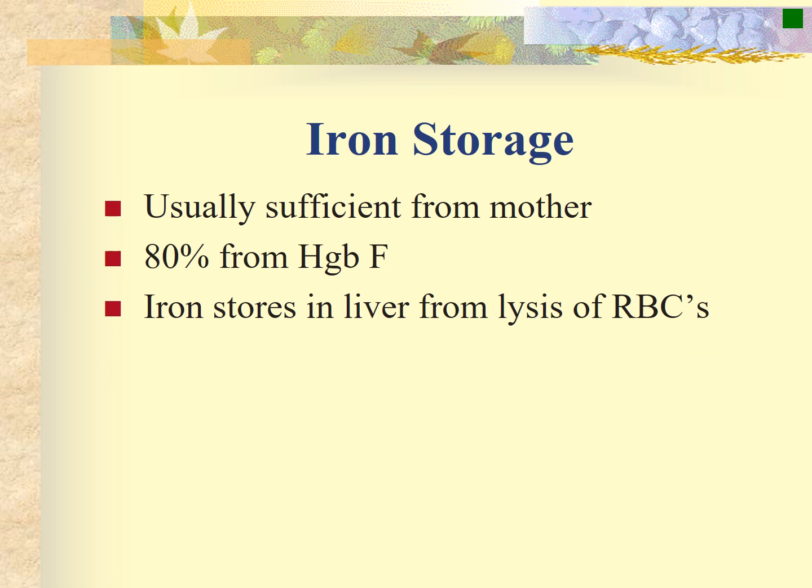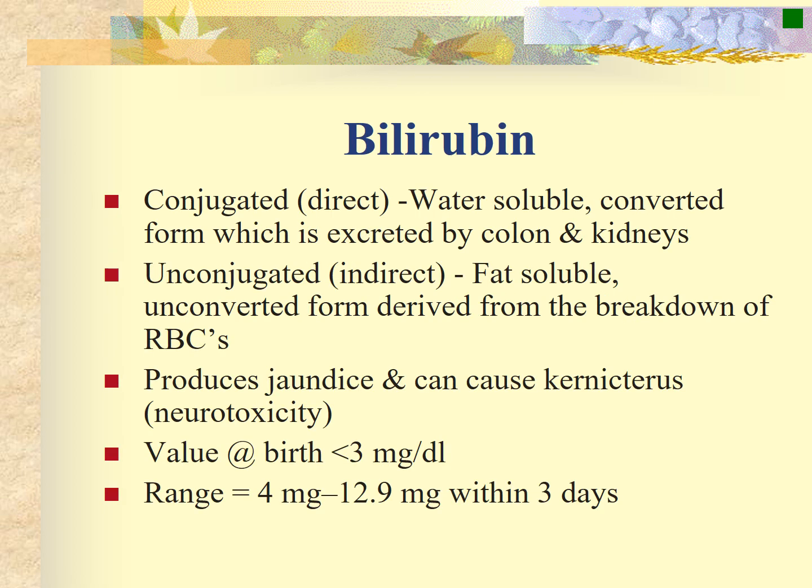Their iron storage is usually sufficient from the mother. 80% of their hemoglobin is hemoglobin F, which is the fetal hemoglobin, and that's good for the baby until it can get into the more adult type. But iron stores in the liver come from the lysis of red blood cells, and again, there's that connection of the liver and the breakdown of red blood cells, and the liver needs to be able to handle that. Bilirubin, as you know, is the substance that needs to be excreted because if it accumulates in the newborn body, it can cause really severe problems.